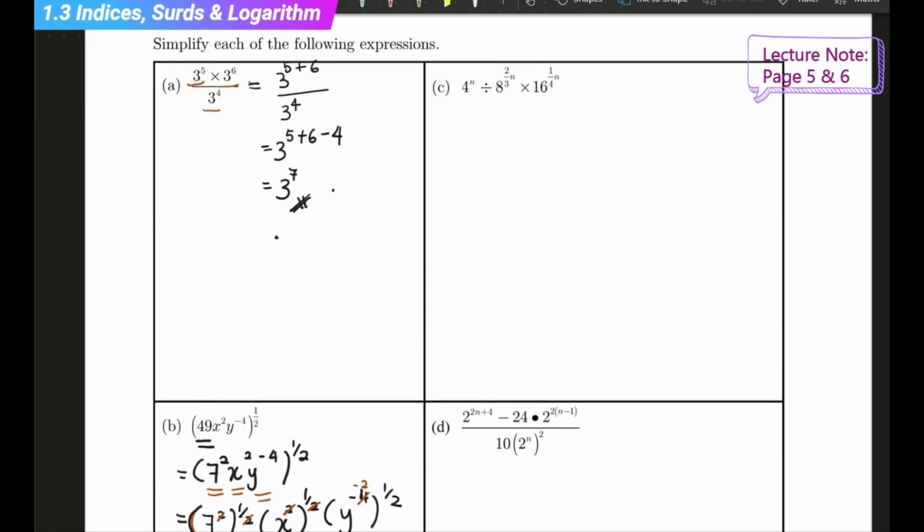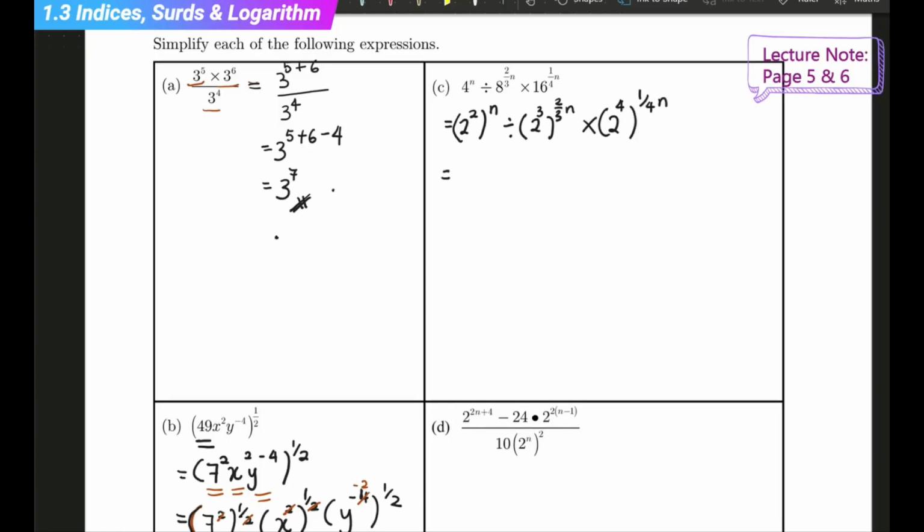Now we go to question C. When you see the question, please make sure that it is in the very simplest base. So now it's not in the simplest base, right? For C, we have 4, 8, and 16. What's the simplest base for all 3? Yes, 2. For 4, we have 2 to the power of 2. For 8, we have 2 to the power of 3. Yes, 2 to the power of 3 becomes 8. If you're not sure, please use your calculator. For 16, we have 2 to the power of 4.